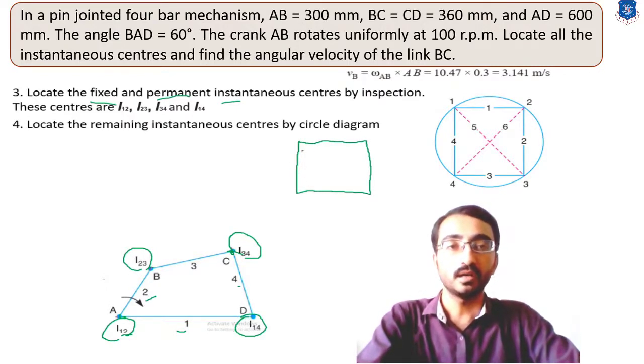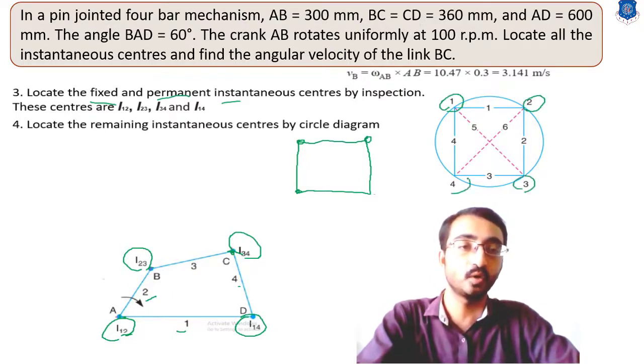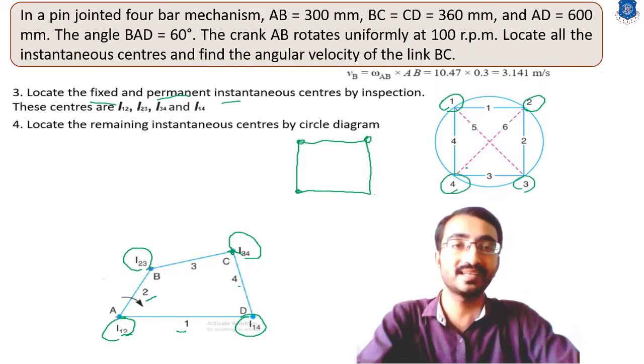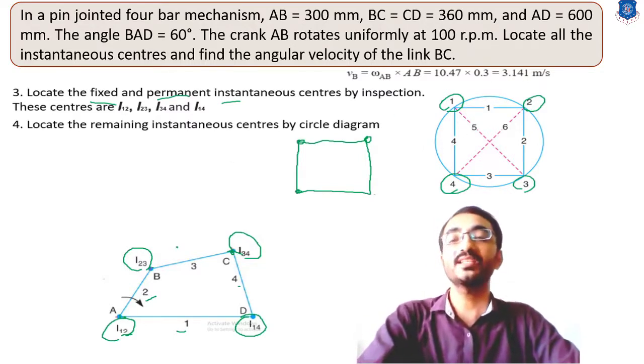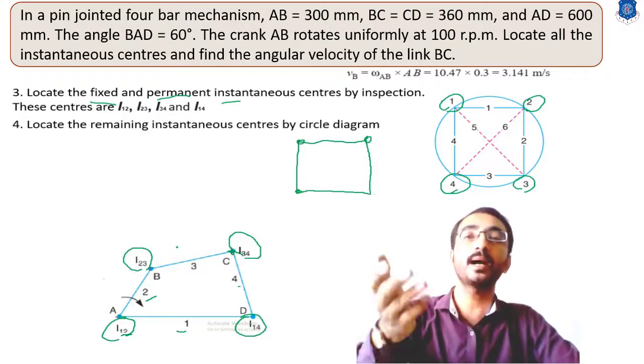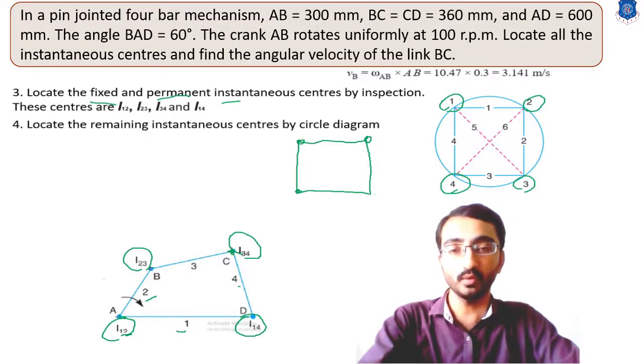Okay, so now these corners will be defined as your different points, that is 1, 2, 3 and 4. So over here you can say 1, 2, 3 and 4 points. Now you have to draw one circle around these 4 points. Now locate those points which you have already found out by inspection method. So over here you have found 1 2 and 1 4.